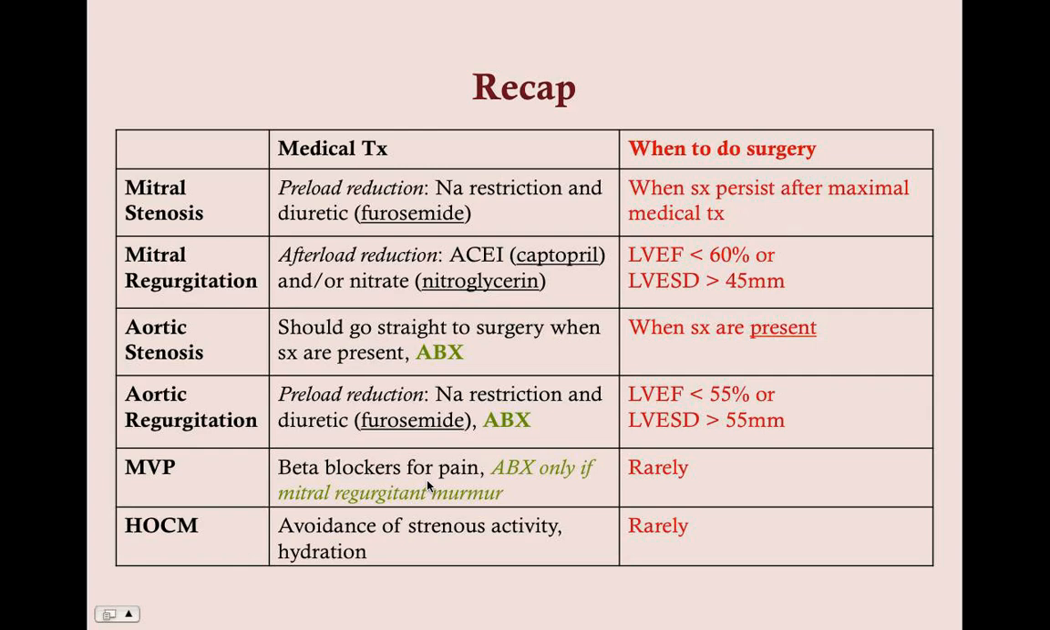We only give them antibiotics if they have the regurgitant systolic murmur. And then HOCM, we really just try to avoid the complications of this, which are most prominently arrhythmia and sudden death. So we avoid strenuous activity, and we keep hydration to keep that septum out of the way. And both MVP and HOCM rarely ever need surgery. It will never be the right answer on the USMLE.